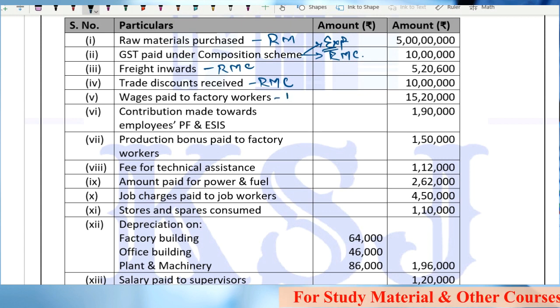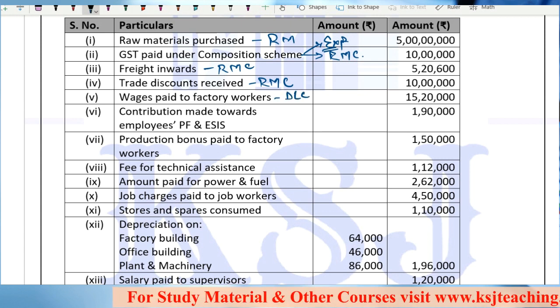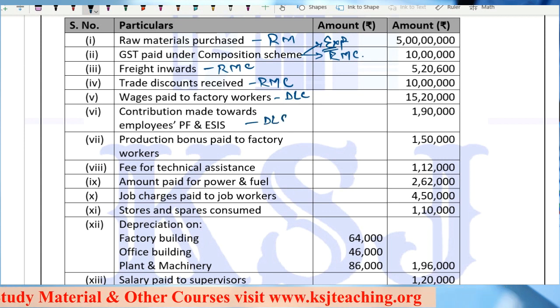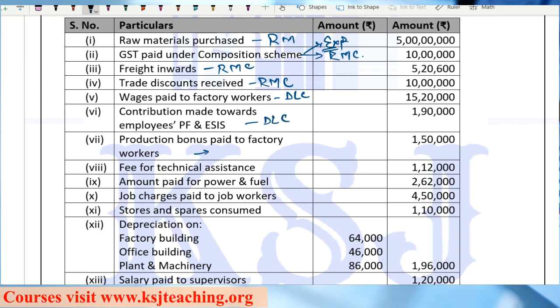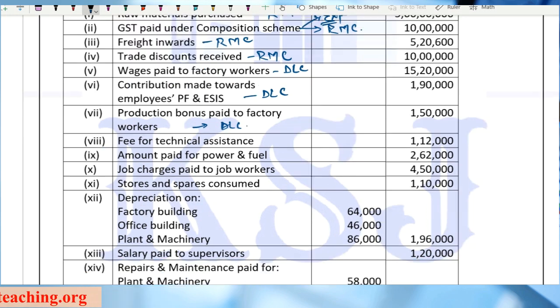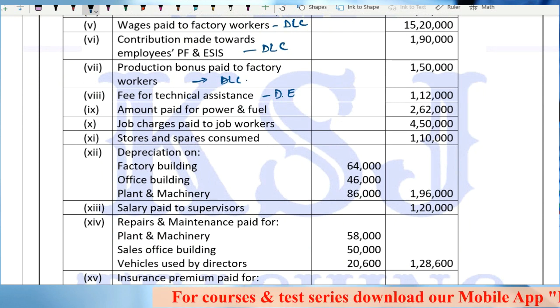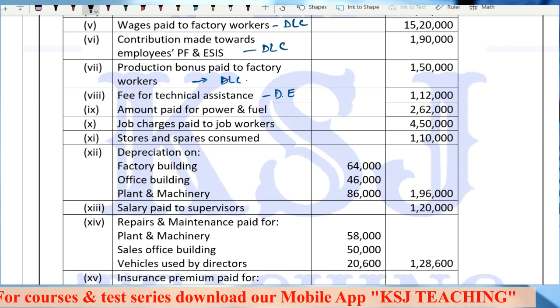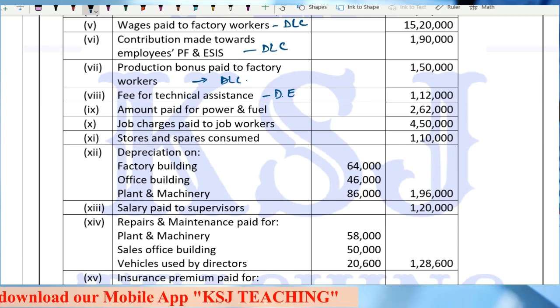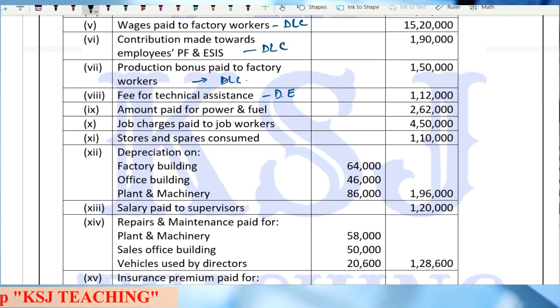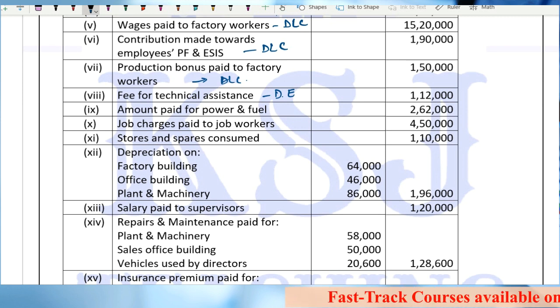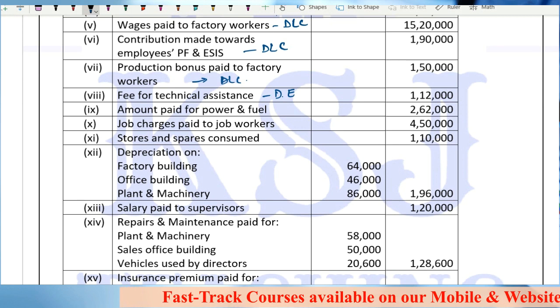Wages paid to factory workers, sir, direct labor cost. Contribution made towards employee PF, again direct labor cost. Production bonus paid to factory workers, again direct labor cost. Fee for technical assistance. Now this is a direct expense. Technical assistance is related to a particular product, right? So it can be identified that for one particular product, what is the fee that has been paid for the technical assistance. Or alternatively, it can be taken in the cost of production also, where we are taking the quality control cost and everything, right? What they have done is they have taken it in the direct expense. Then, amount paid for power and fuel.